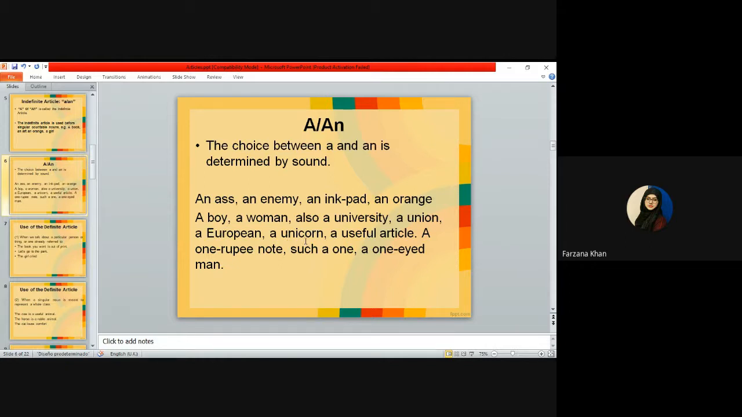Again, unicorn, useful: it's a consonant sound. Again, a consonant sound. A one rupee, it cannot be an one rupee. Although there is O, which is a vowel letter, when we pronounce it one, we give the sound of W, wow, right? When we pronounce one, our upper teeth and lower lip are touching and air is obstructed here.